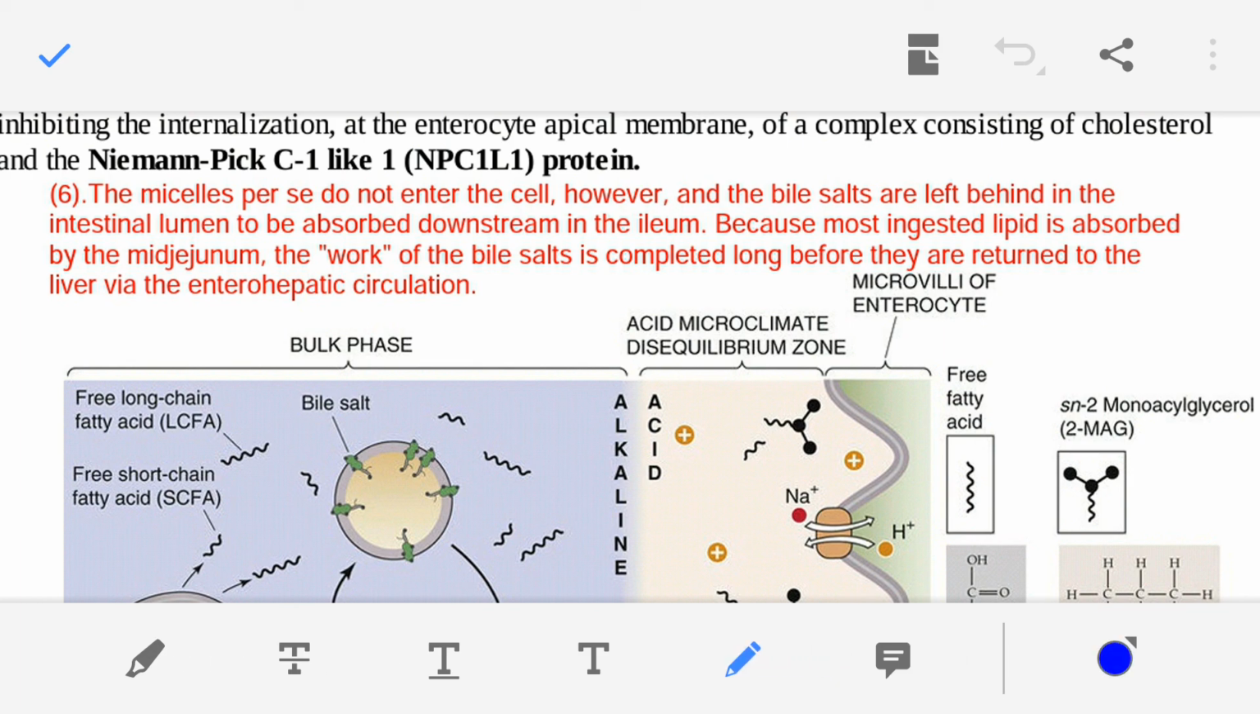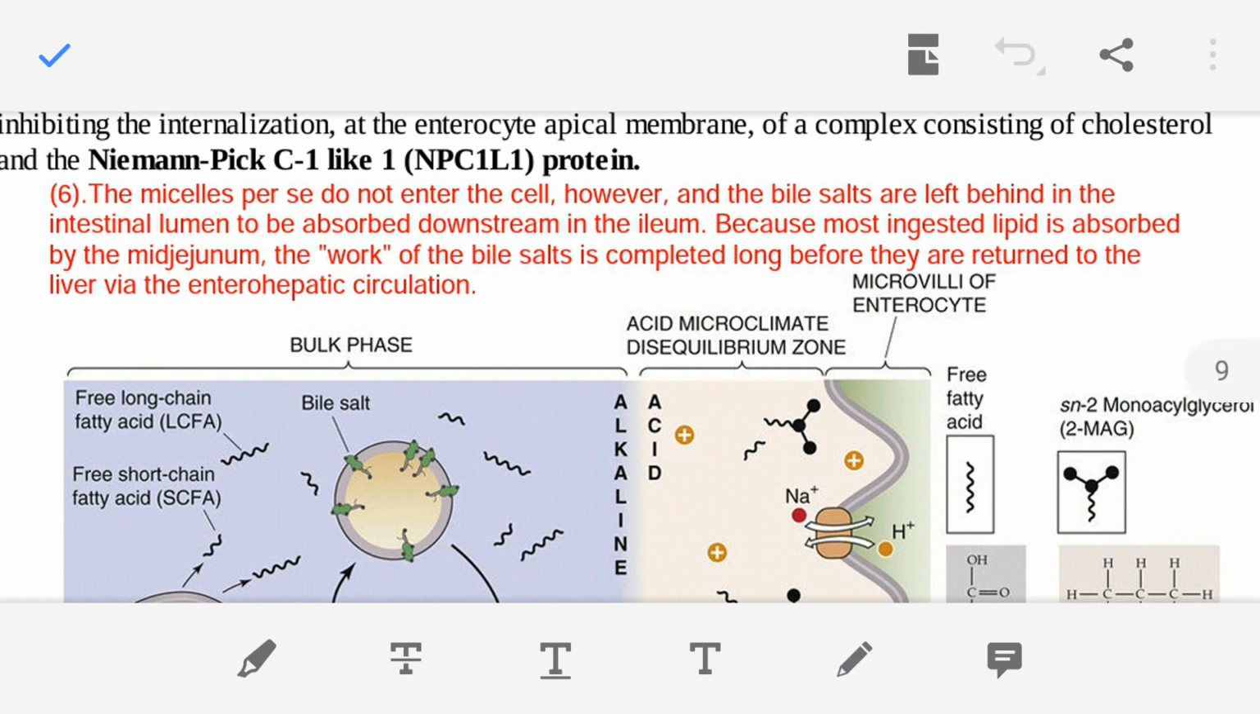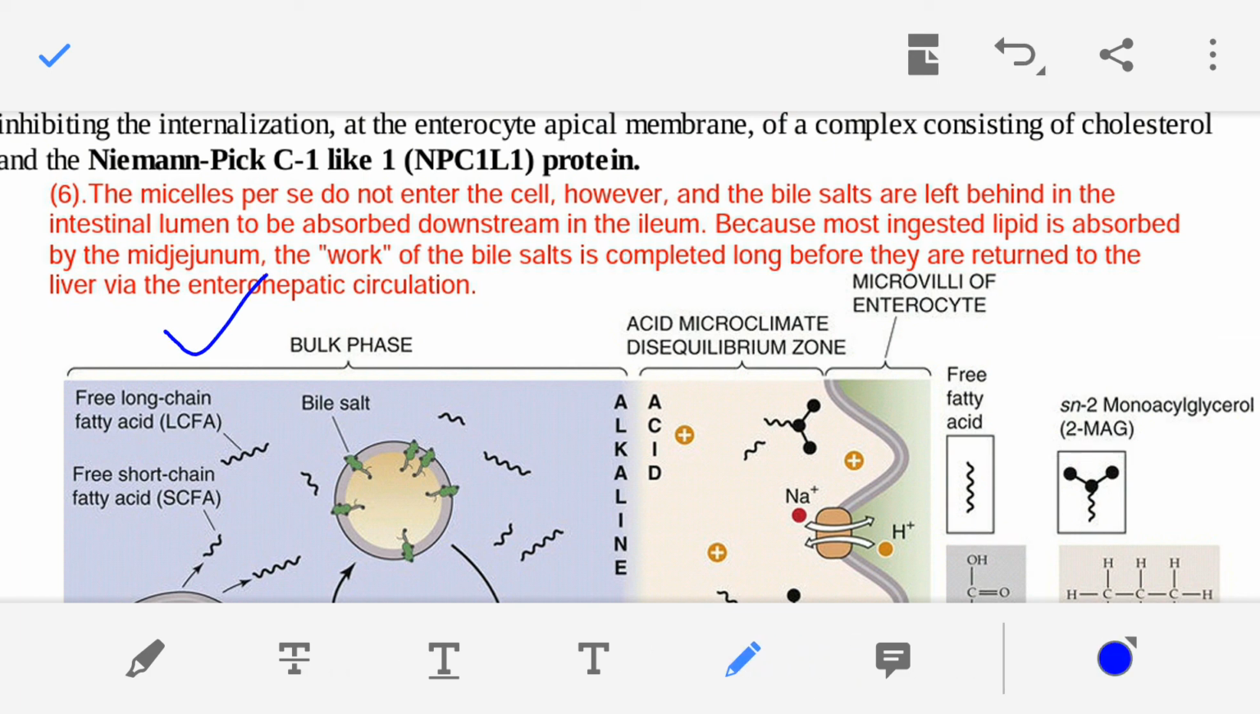Now the most ingested lipid, the lipid that is present in our food, the dietary lipid, after the digestion, that lipid is absorbed mostly into the mid jejunum region. Now the work of the bile salt is completed. So now the bile salts return to the liver via enterohepatic circulation. So bile is returning to the liver via enterohepatic circulation.